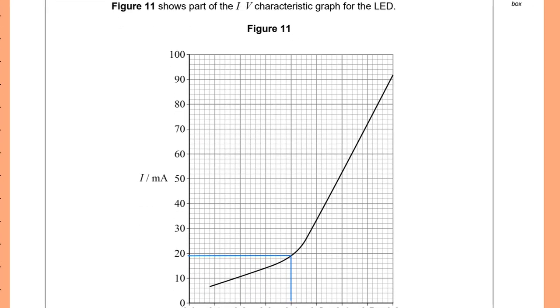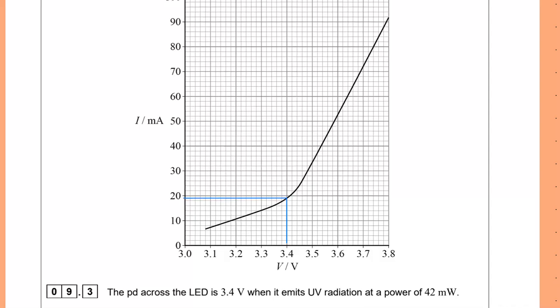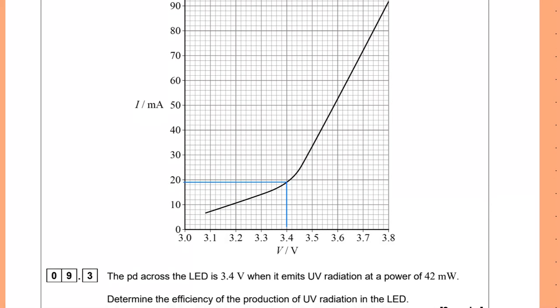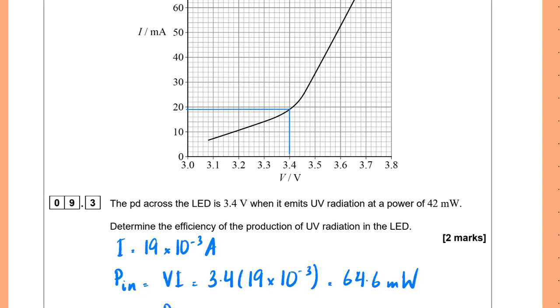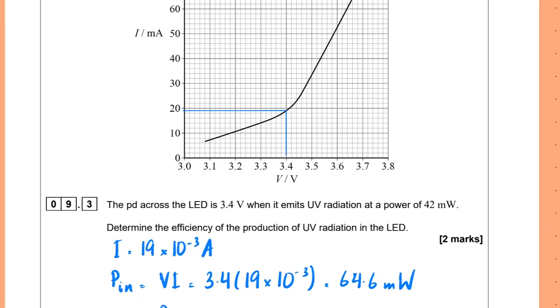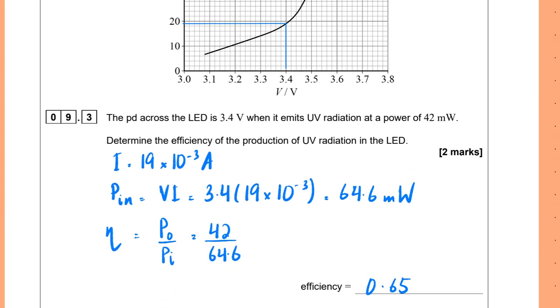Figure 11 shows part of the characteristic IV graph for the LED. PD across the LED is 3.4 when it emits UV radiation at a power of 42 milliwatts. Determine the efficiency of production of UV radiation. So for 3.4, I can see what this current is, which seems like exactly 19 milliamperes. And this is basically the power that the LED gets. So this is the input power. So I can use P equals VI to find the input power. And this is the output power. So I can just do output over input to find the efficiency.